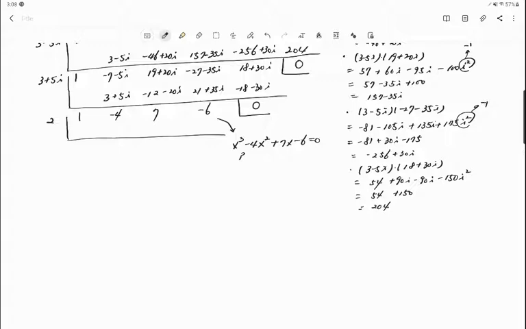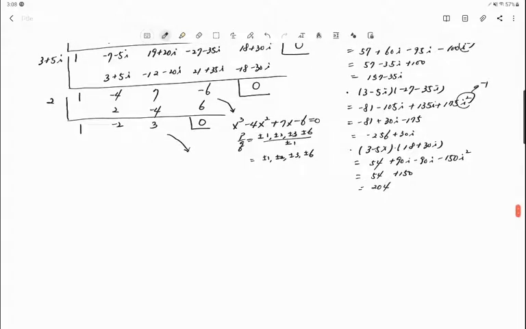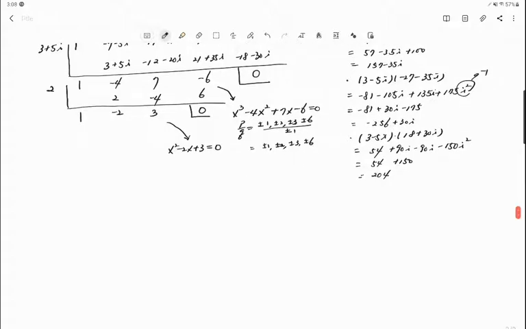So from here, P over Q equals plus or minus 1, plus or minus 2, 3, 6 over plus or minus 1. So that will be the combination of plus or minus 1, plus or minus 2, plus or minus 3, and plus or minus 6. So we will try each one of these. Then when x equals 2, let's see whether the remainder is 0. So bring one down, multiply, add, multiply, add, multiply 6. That is 0, right? All right, so from this, we can rewrite it as x squared minus 2x plus 3. So this should be equal to 0 so that we can find x.